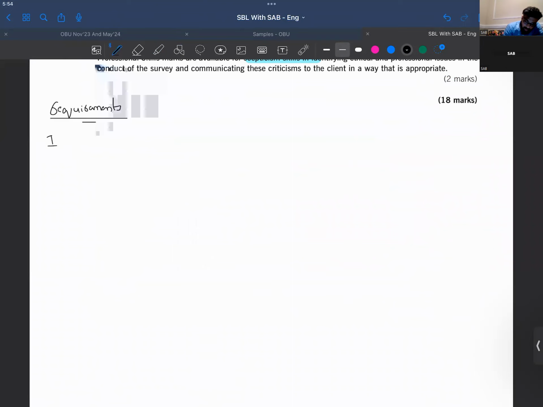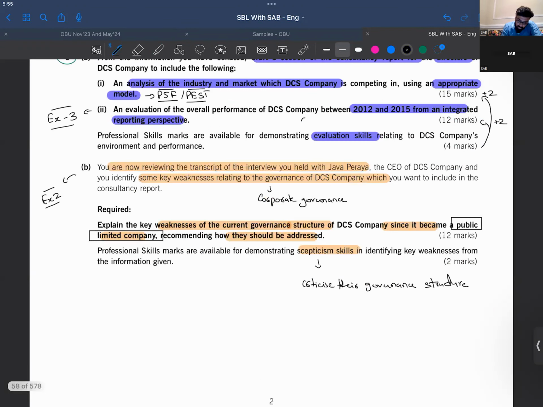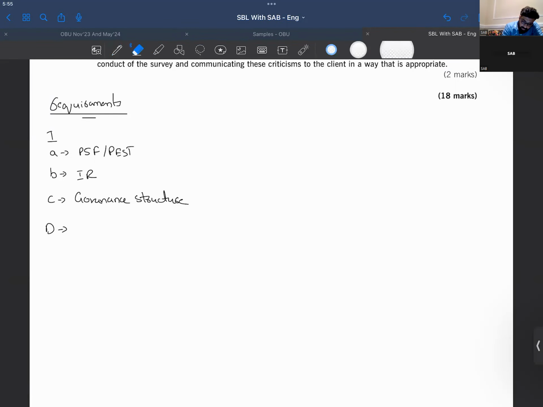Requirements. I guess 1A is quarter 5 courses or pastel analysis, right? B is, I'll say, integrated reporting. C is governance structure, right? Sorry, it was 1A part 1 and then 1A part 2. These are that, right? 1A part 1 and 1A part 2.